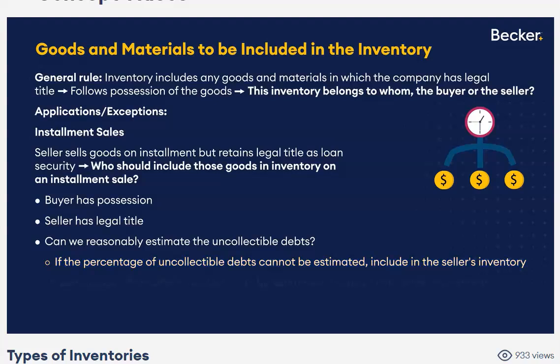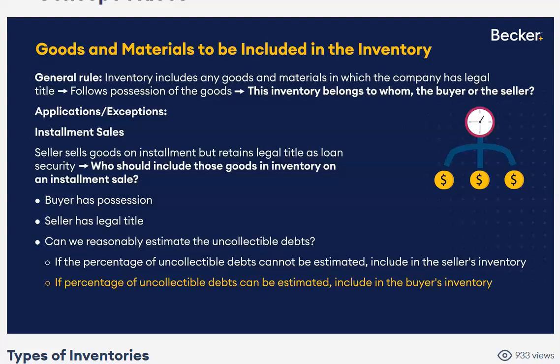If you can reasonably estimate the bad debts, seller has title, buyer has possession, and that's the buyer's inventory. Even though the seller's keeping title as collateral for that loan, as security, just in case the buyer doesn't pay for it, that is truly the buyer's inventory, okay? So with an installment sale, keep it simple. If you cannot reasonably estimate the bad debt, seller has title, and that's the seller's inventory. For bookkeeping, for accounting purposes, include that inventory in the seller's inventory, okay?